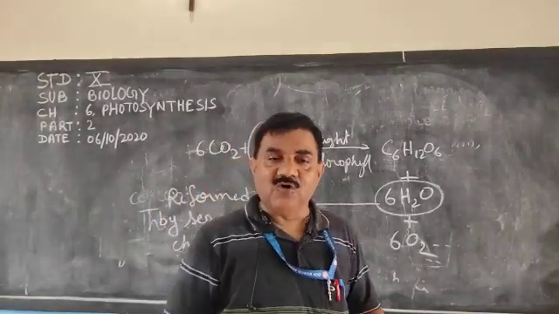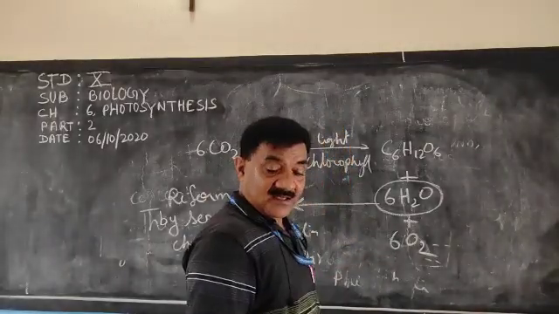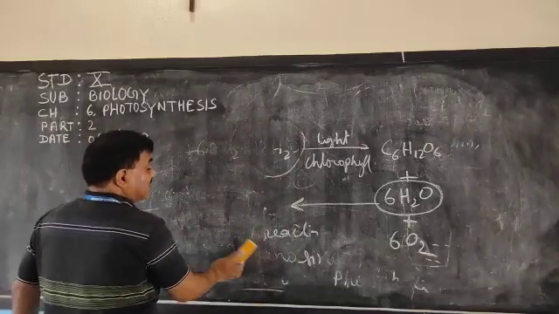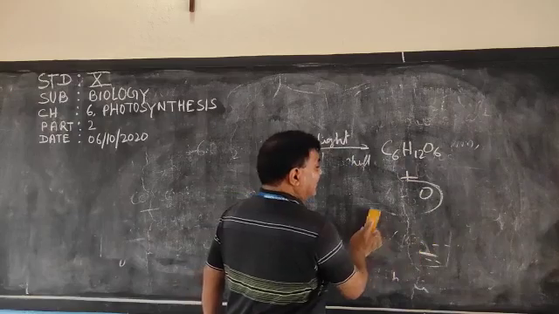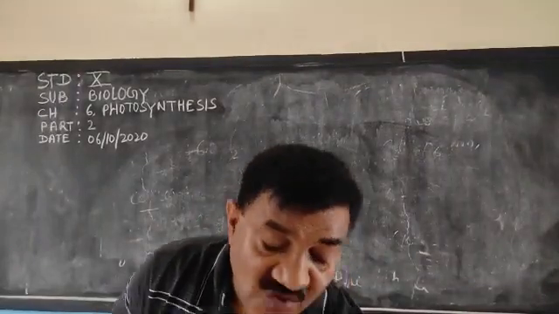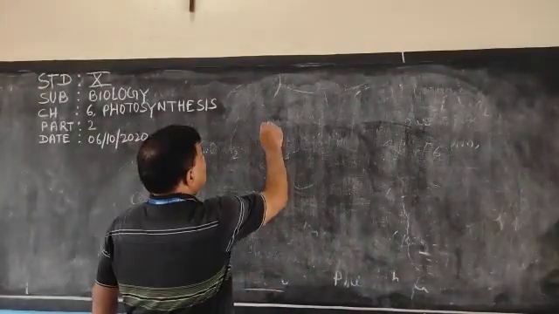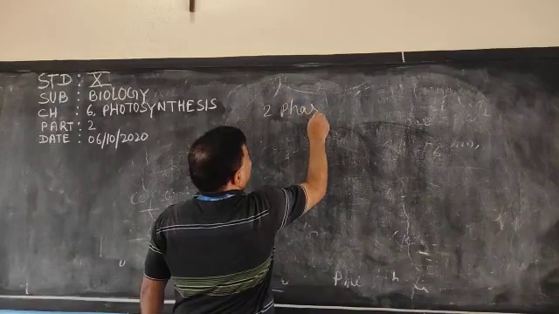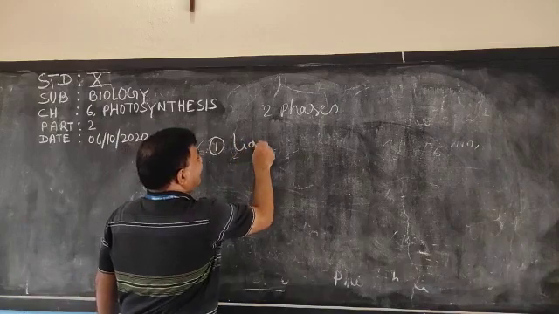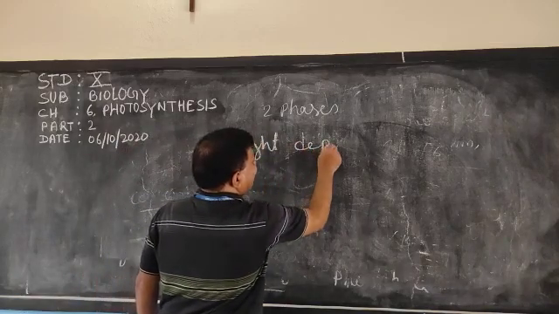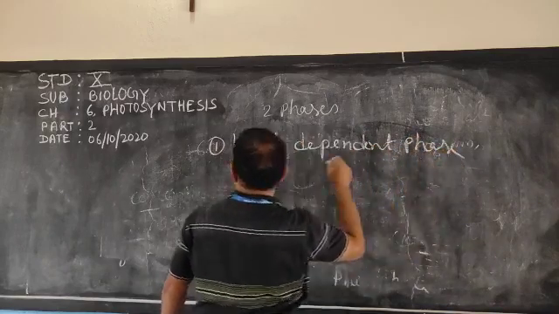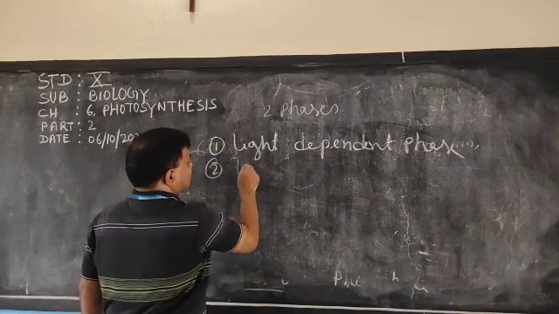Now, one more thing we have to discuss: some part of the photosynthesis reaction takes place in the presence of light, and some part takes place in the absence of light. So there are two phases of photosynthesis. What are those two phases? First one is the light dependent phase, and the other is the light independent phase.